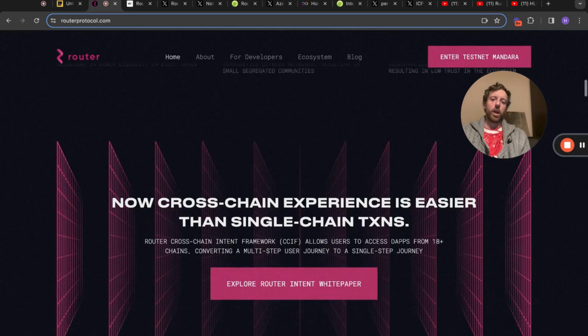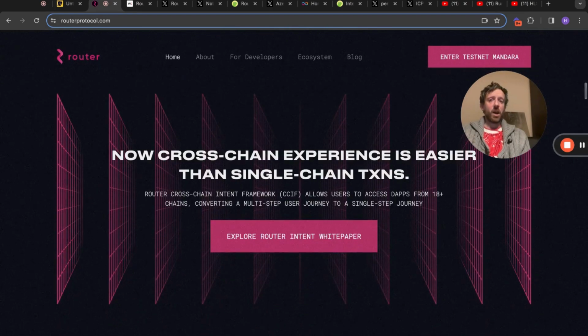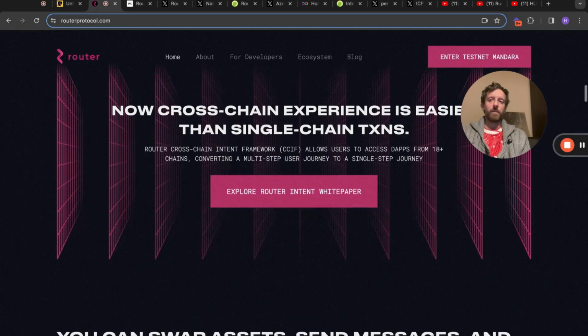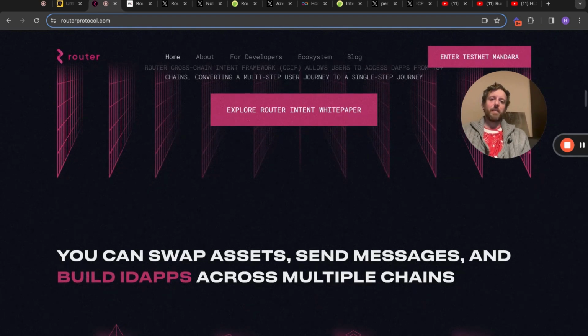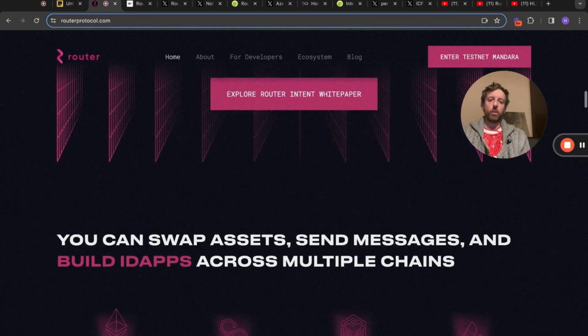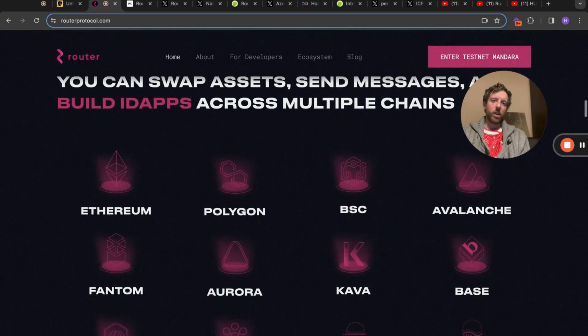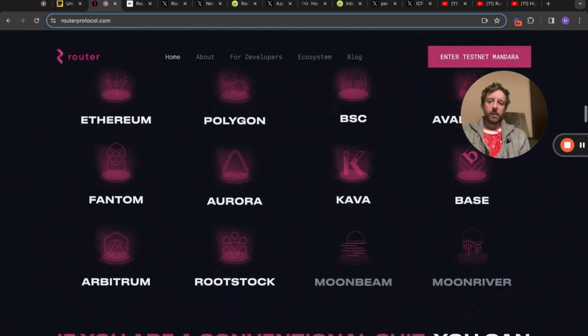Obviously, feel free to have a look through the white paper, come on the website yourself, go through this in a lot more detail. This is just kind of a brief overview. You can swap assets, send messages, and build dApps across multiple chains. And there's a lot of chains there, so Ethereum, Polygon, Binance Smart Chain, Avalanche, things like that.